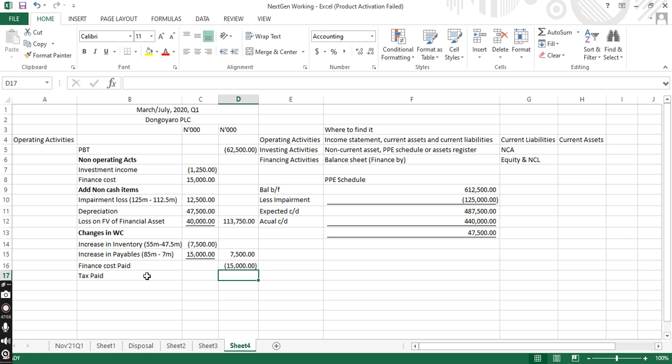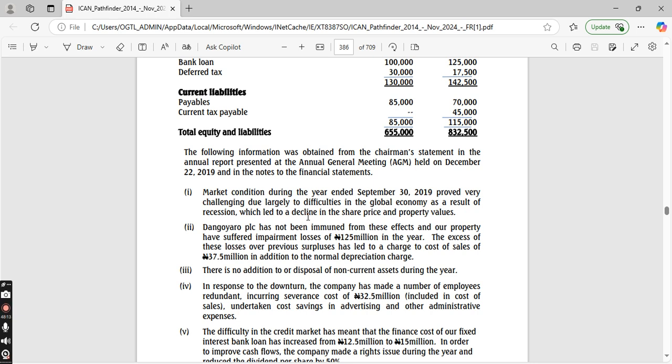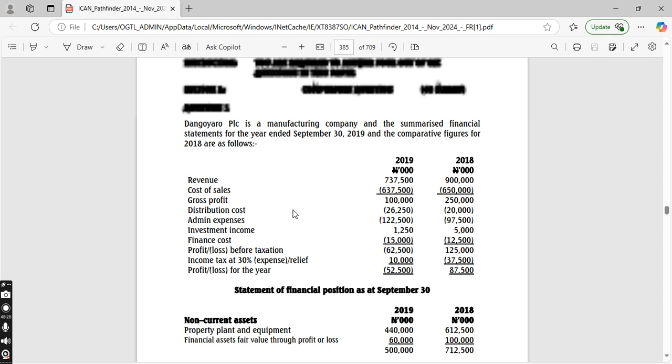What is the tax paid? Good question. Now we have a deferred tax. Is someone using a typewriter? Let me off this thing. That one is my neighbor's generator. No, it's not a generator. Someone is doing ashofi in Yoruba, or using a typewriter. I've been hearing this since.